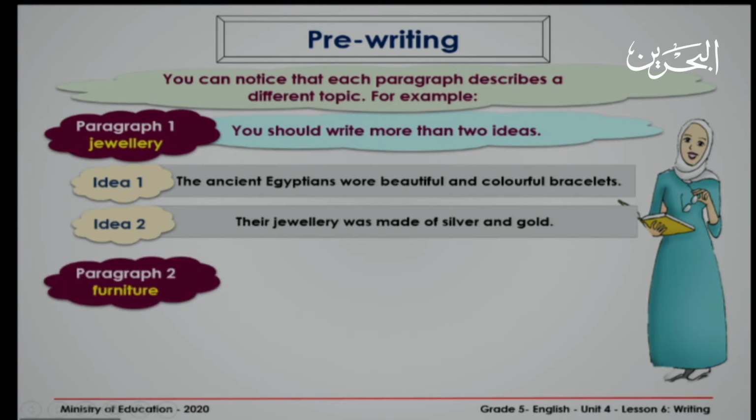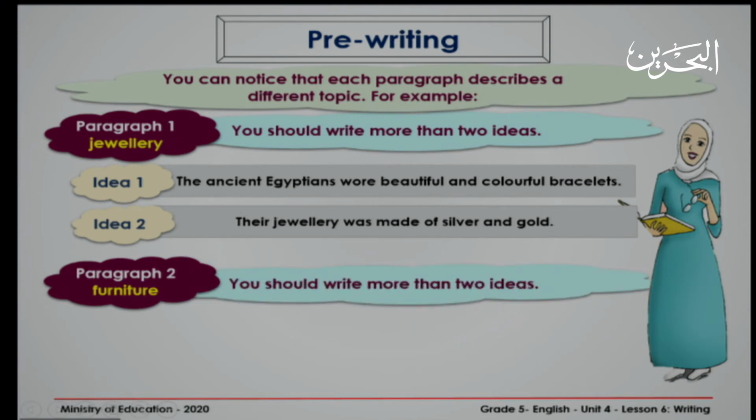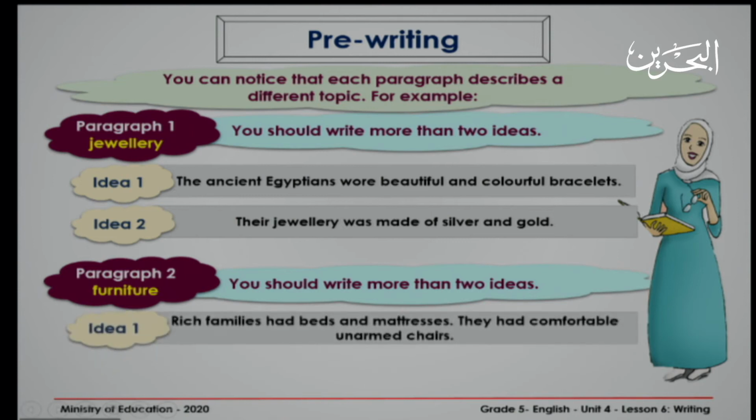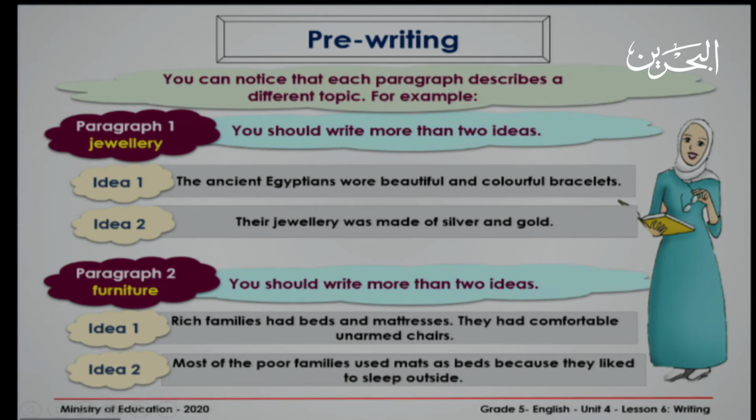If the second paragraph was about furniture, and again you should write more than 2 ideas. The first idea can be, rich families had beds and mattresses. They had comfortable armchairs. And the second idea can be, most of the poor families used mats as beds because they liked to sleep outside.